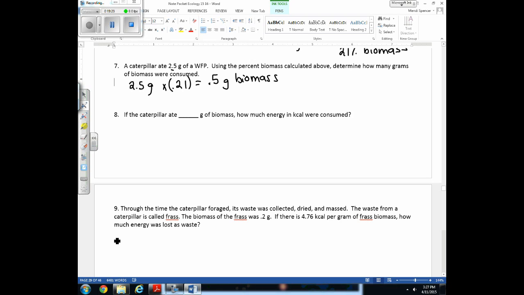We just calculated that the caterpillar ate 0.5 grams of biomass. So now we're actually able to calculate how much energy was consumed. Now, up on that table, it says that in 1 gram of plant biomass, there's 4.35 kilocalories. So there's our conversion factor. In 1 gram of Wisconsin fast plant biomass, there's 4.35 kilocalories. If that caterpillar ate 0.5 grams of biomass, then it actually consumed 2.2 kilocalories.